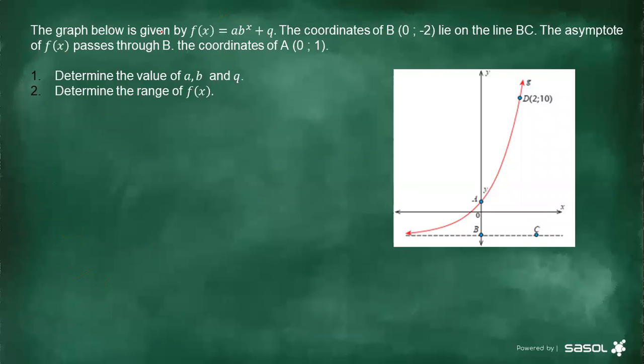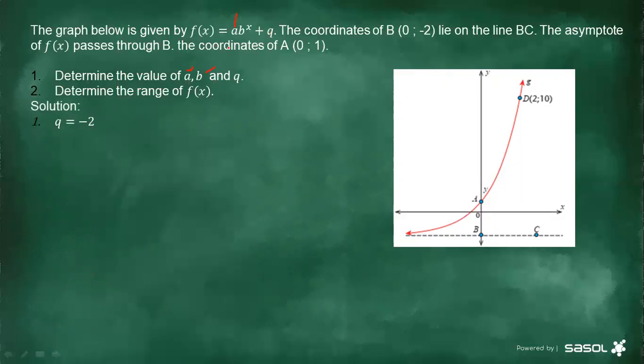The graph below is given by f of x equals ab to the power x plus q. The coordinates of B (0; -2) lie on the line BC. The asymptote of f of x passes through B. The coordinates of A are (0; 1). Determine the values of a, b and q. A is this one, B is this one, q is this one. You have to determine that.